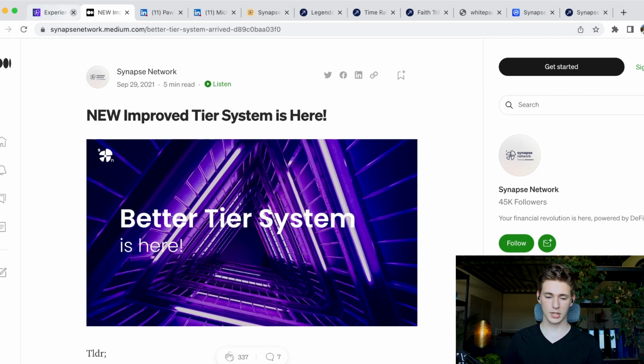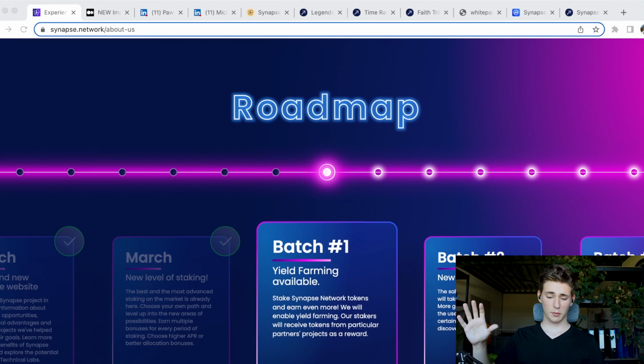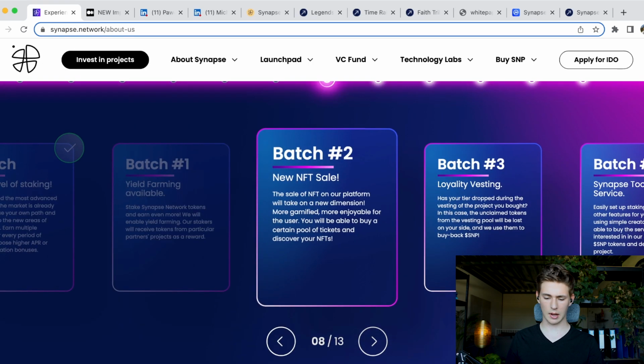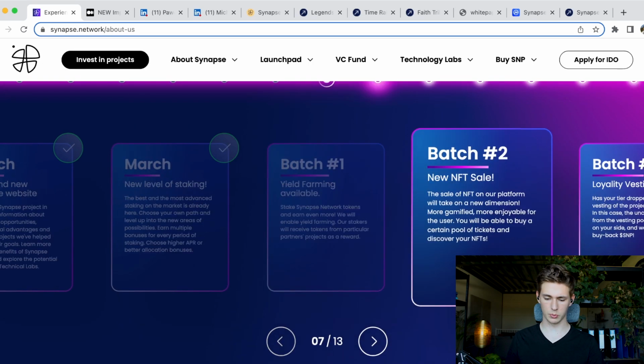So yeah, there's that. Oh, did I just close the website? Nice. Okay, enough about the tiered system. We're moving back over to the roadmap. So it's an interesting roadmap. I don't really like how they put it down. It's a bit difficult to read.